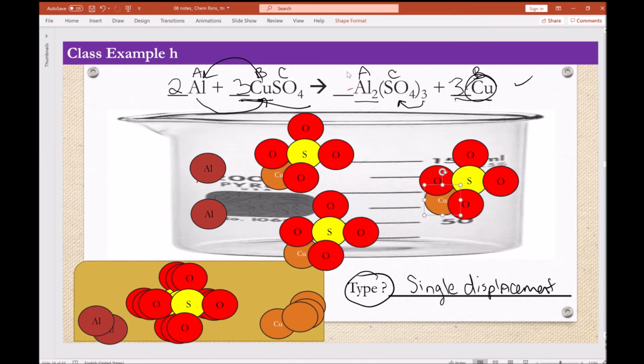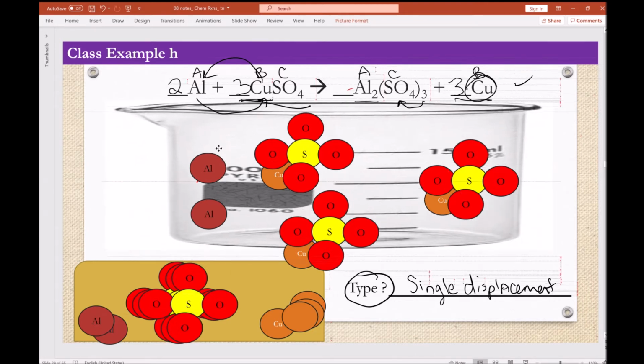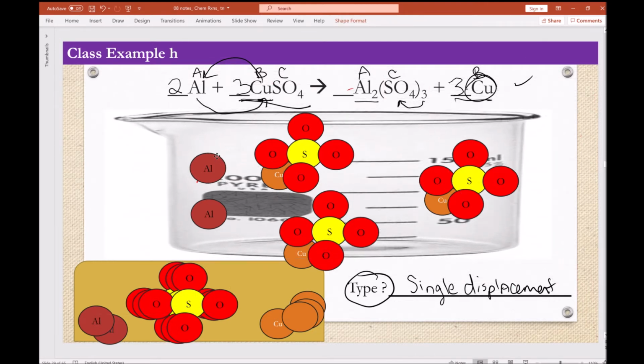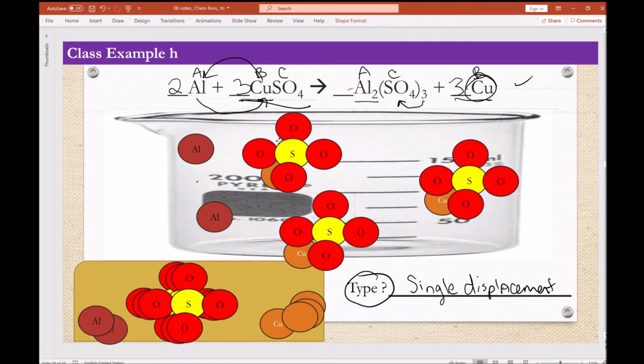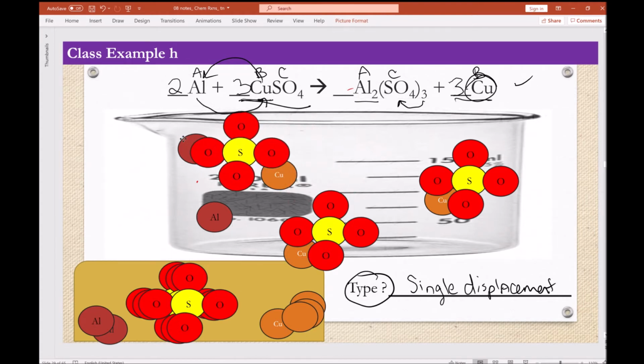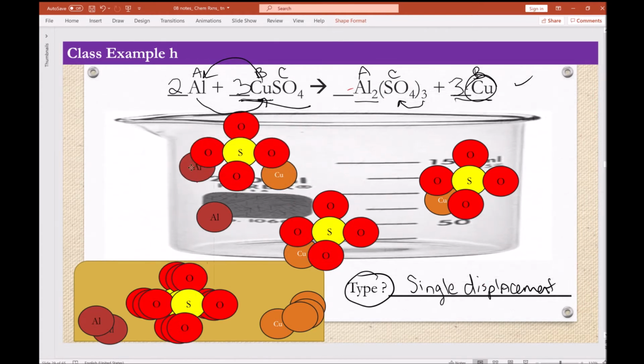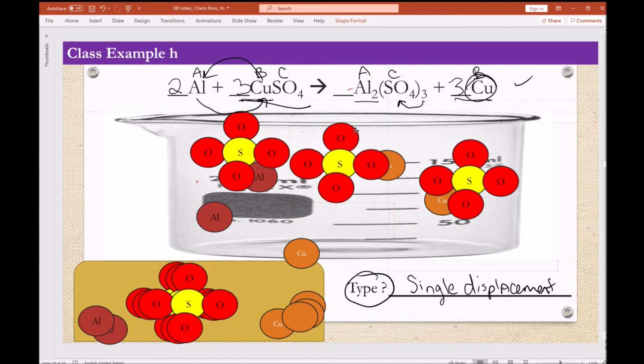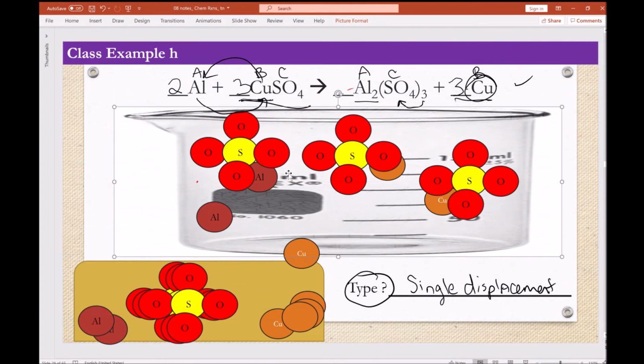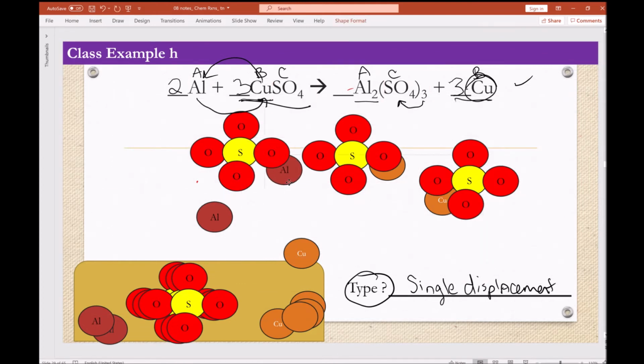All right, now they are going to react to produce aluminum sulfate. So here is aluminum. There are 2 aluminum atoms in the molecule, and it says there's 3 sulfate. How am I going to combine all of these? My goodness. Aluminum. Another sulfate group. Okay, we're going to delete that. We don't need that beaker. You get the idea.